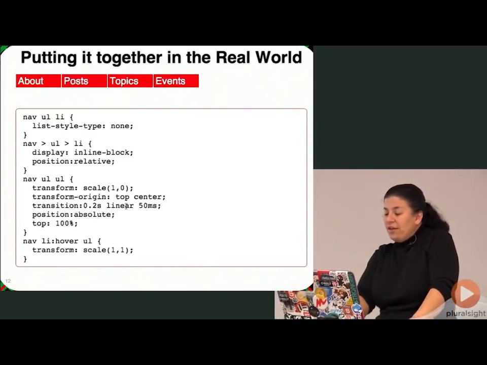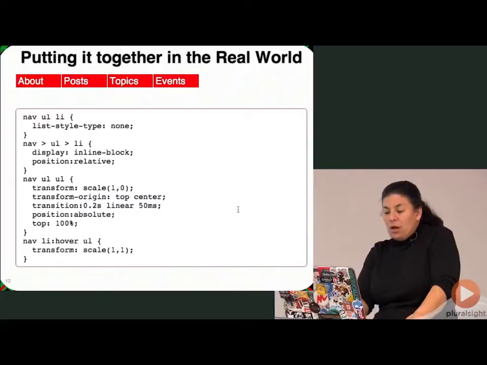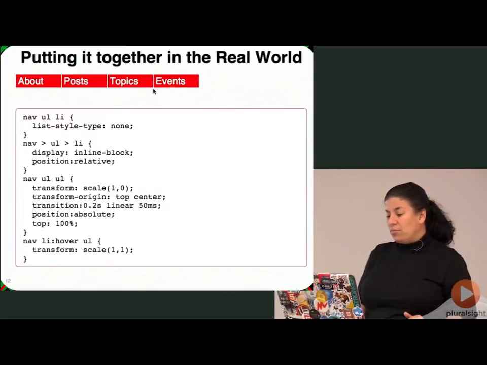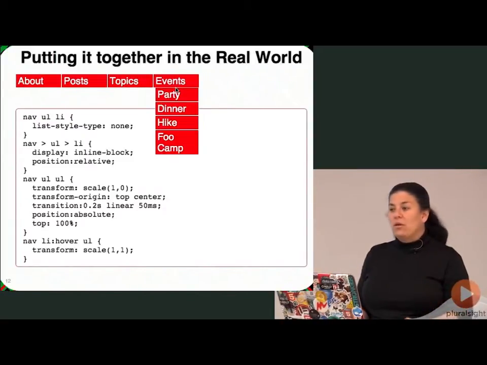Transition over 0.2 seconds and wait 50 milliseconds, because you don't want this to start popping open when someone just mouses over it. Okay. Position it absolutely. Top 100%, so it'll be positioned right there. And when I mouse over it, all it does is scale to 100% as tall, starting from this center point right here, because it was already the correct width.